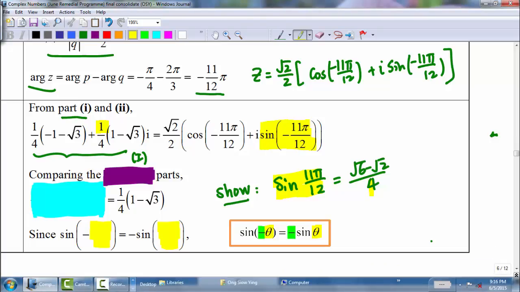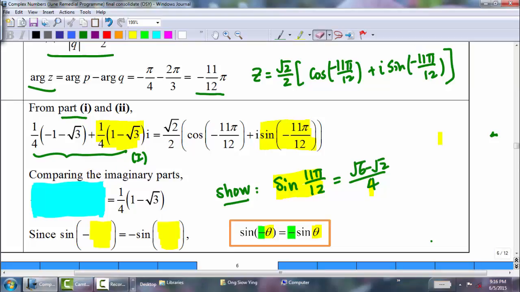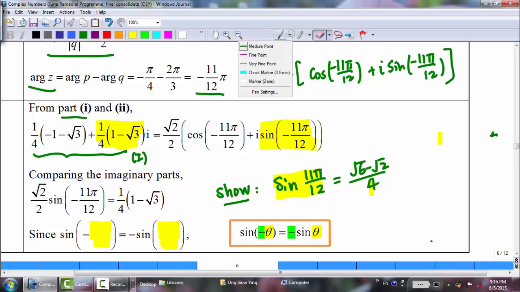Okay, let's continue. So this is your imaginary part, and you compare the imaginary part on both sides of the complex numbers. Therefore, comparing the imaginary part, you will end up with... Don't forget, where does the root 2 over 2 come from? From here, where you actually have to multiply in, okay?